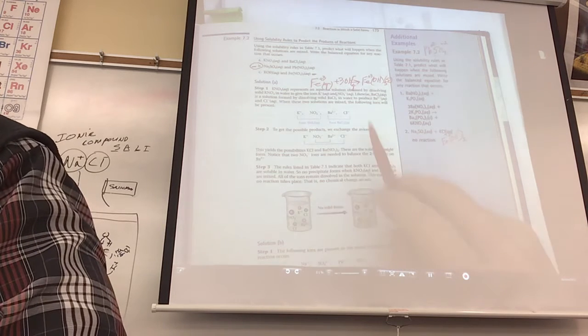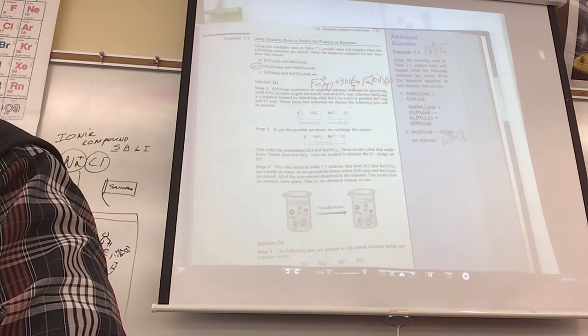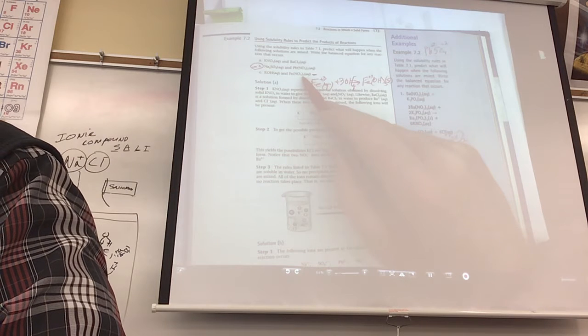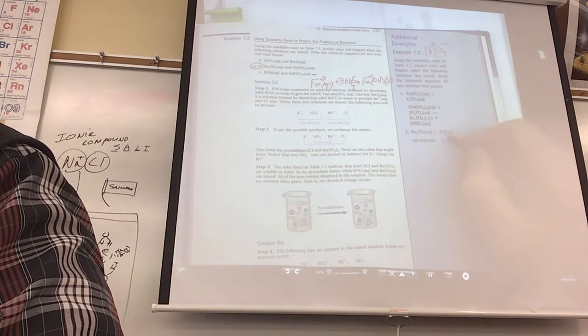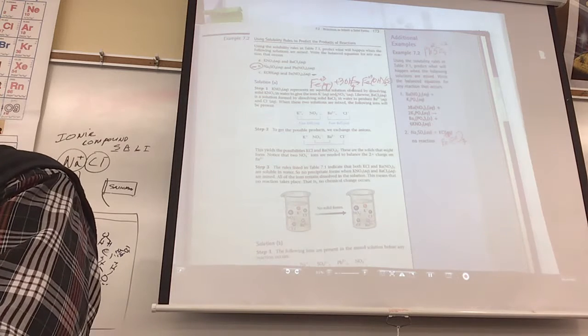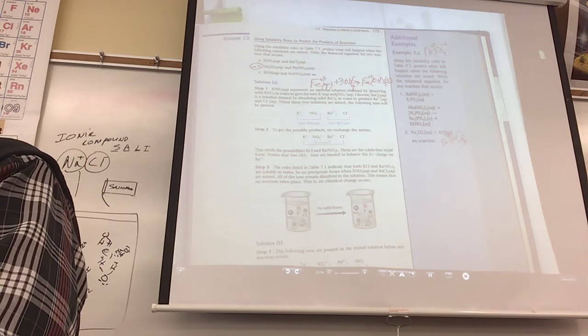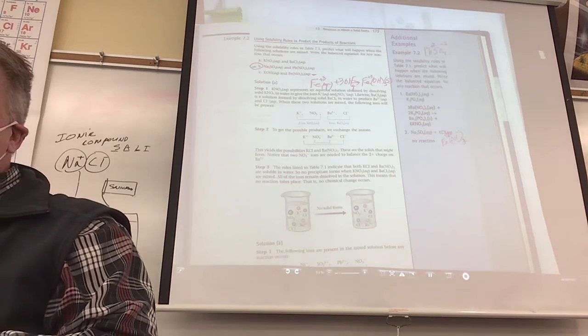Wait, did I make a mistake? Does that say 3? Yeah. Oh, my fault. Your fault. No, my fault and your fault. That's a 3. My eyes didn't see that. This is iron 3 nitrate, so this has to be, good catch, this has to be iron 3 hydroxide, so now I need 3 hydroxides, don't I? Thank you for that. I gotta watch my eyes. All right, what do you think? Iron 3 hydroxide. All right.